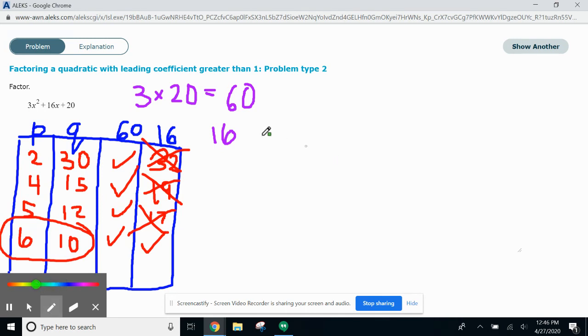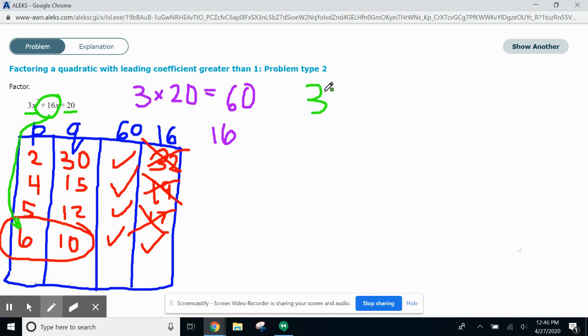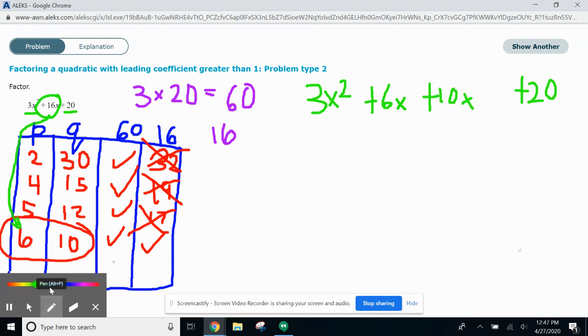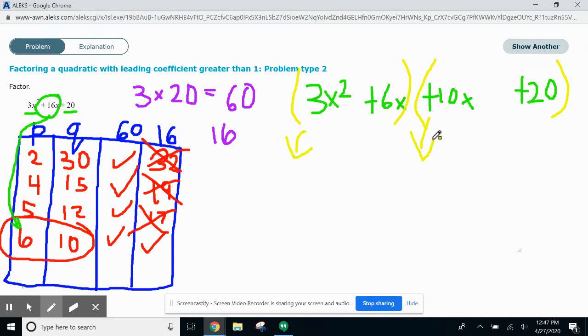So now I know that I have 3x squared and plus 20, and this positive 16x I'm going to get with these two terms. So 3x squared plus 20, and now I have plus 6x plus 10x. So let's group these together and factor things out. So what can come out of this first one and what can come out of this second one?